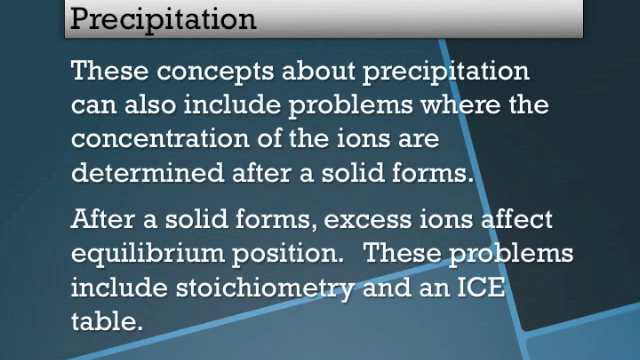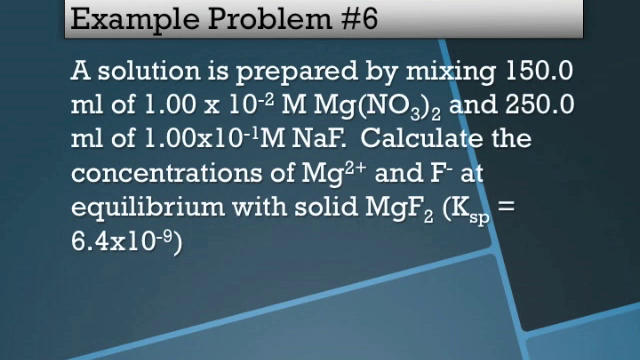So these concepts about precipitation can also include problems where the concentration of the ions are determined after a solid forms. This is where some of the calculations can get a little more complicated, but I wouldn't call them difficult. After a solid forms, excess ions affect the equilibrium position. These problems include stoichiometry and the ice table. Example problem number 6 is on page 754.